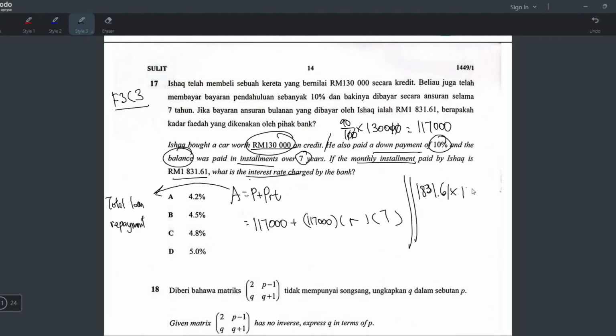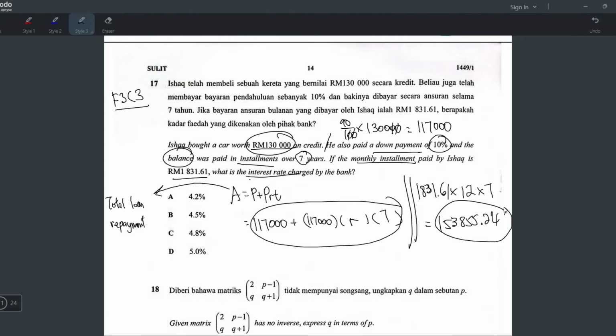So you have to darab with 12 first. Yeah, because this is 1 month. You darab 12, you dapat for 1 year lah. And then darab lagi dengan 7. If you tekan all this, you will get the A. Okay. So let's press 1831.61 times 12 times 7. So the answer is 153,855.24. Okay. So what I'm gonna do is this whole thing equals to this.